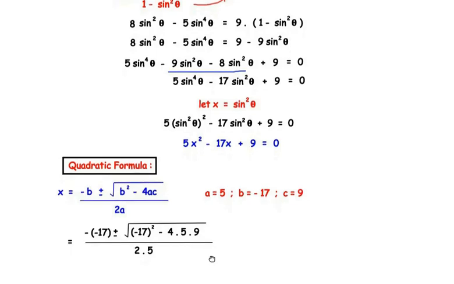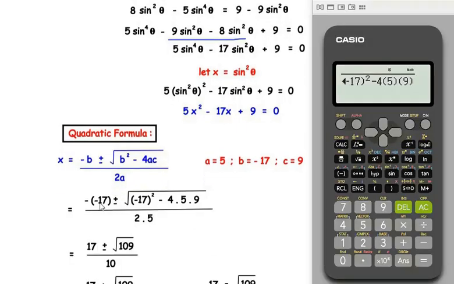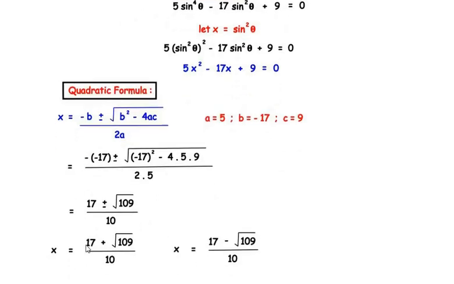Now let us further simplify this. So minus of minus gives us plus 17 plus or minus. Now let us see what is the value of the square root. So this is going to give us square root of 109, over 2 times 5 gives us 10. So here we have two values of x, that is 17 plus square root of 109 over 10, or x equal to 17 minus square root of 109 over 10.